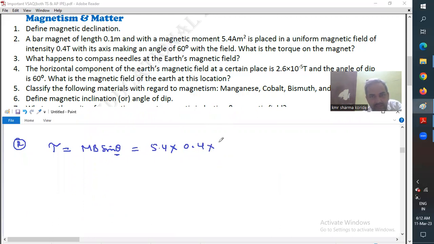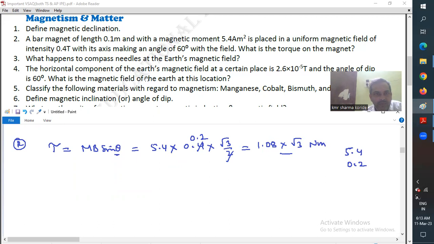Sin 60 is root 3 by 2. Roughly this is going to be 0.2, then 5.4 into 0.2. Just multiply 5.4 into 0.2, and this is multiplied with root 3. Just multiply and get the answer, but don't forget to mention that torque is measured in Newton meter.